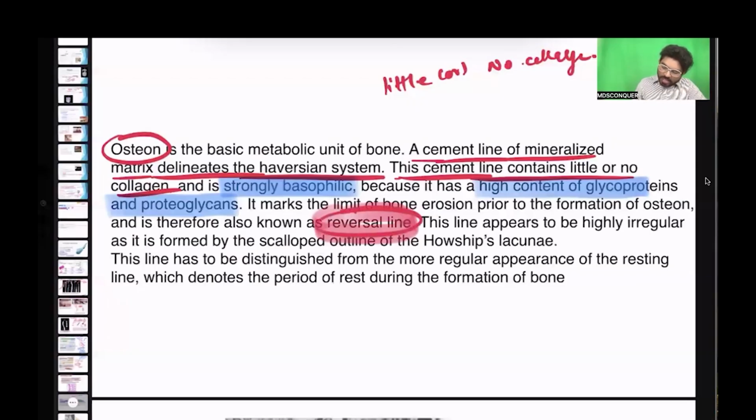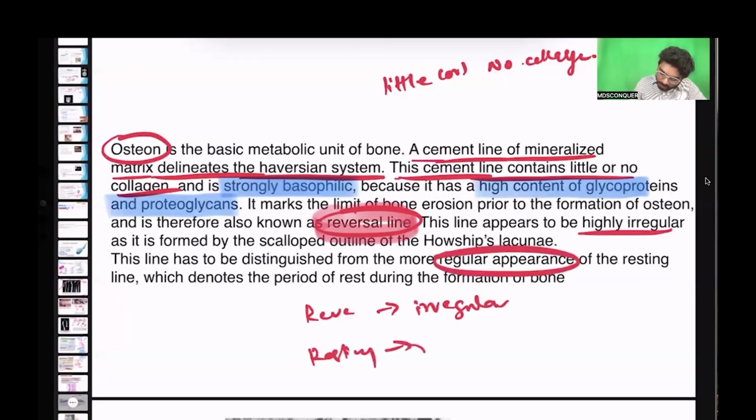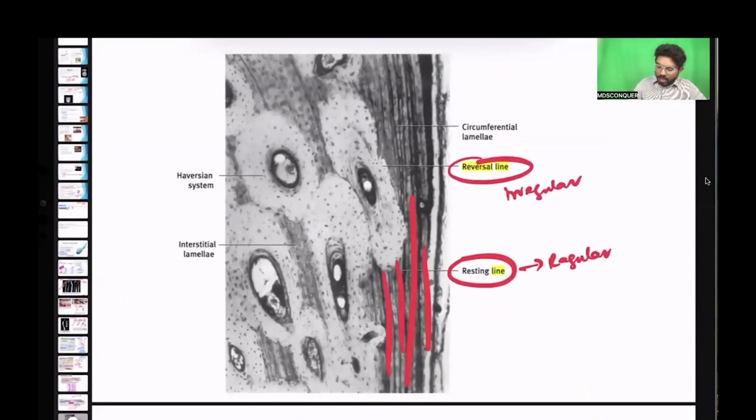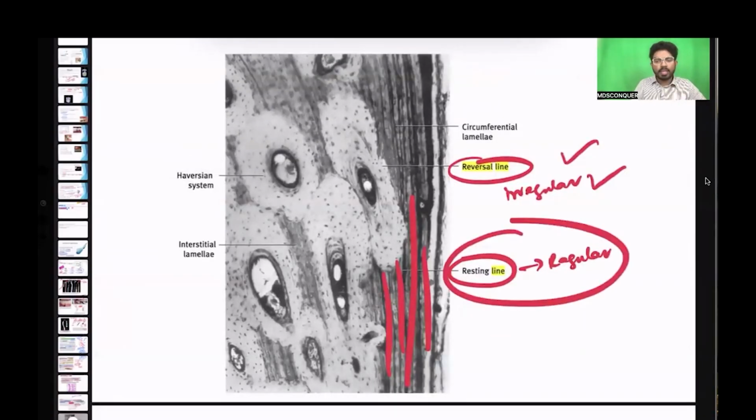So what is the difference between the reversal line and the resting line? Reversal is irregular, whereas resting line is regular. Already done. Reversal is irregular, resting is regular. Clear? Check out your question number 23. The newly formed cementum is demarcated from the bone by a deeply stained irregular line termed the reversal line.